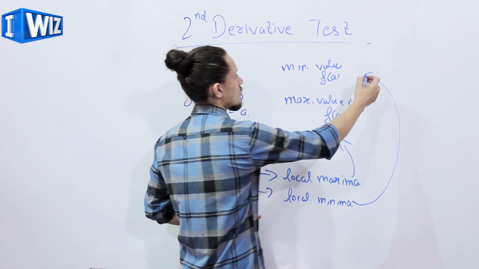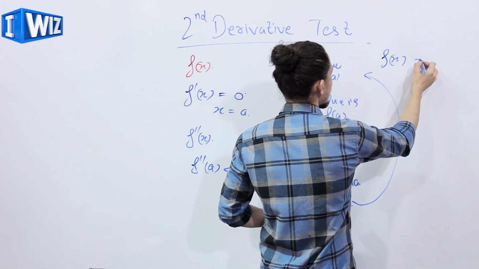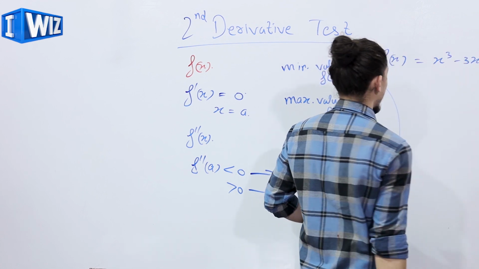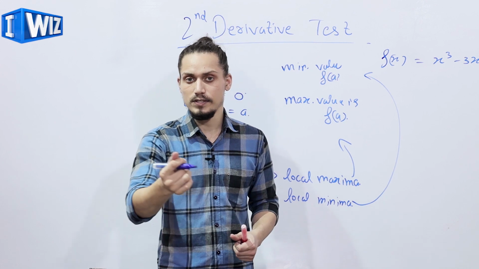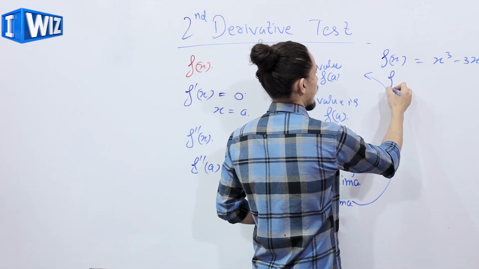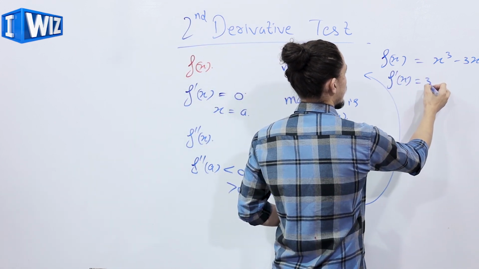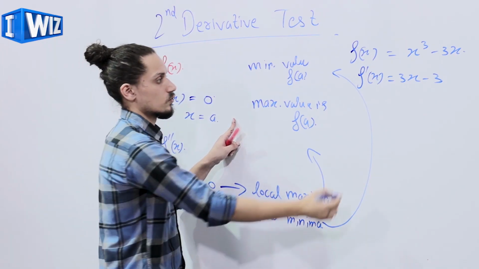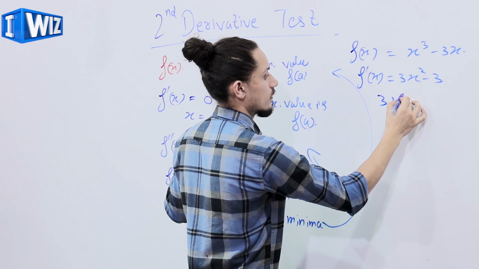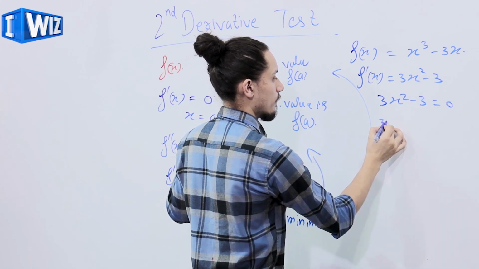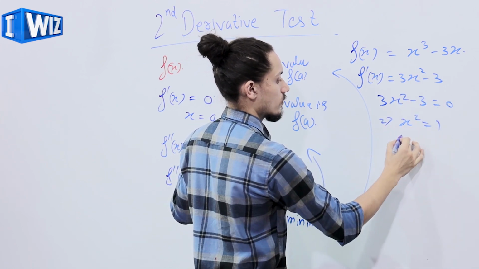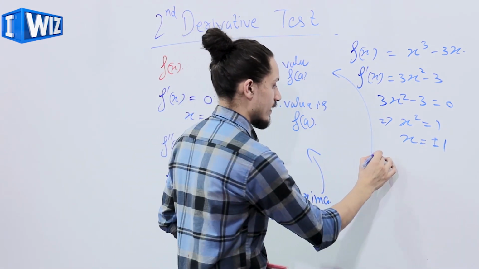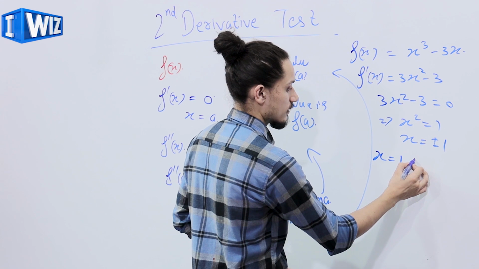For example, suppose we have f of x is equal to x cube minus 3x. We have to find its maximum and minimum value or local maxima, local minima. First step, f dash x, which is equal to 3x square minus 3. We put this equal to 0. So 3x square minus 3 is equal to 0 implies x square is equal to 1 or x is equal to plus minus 1.